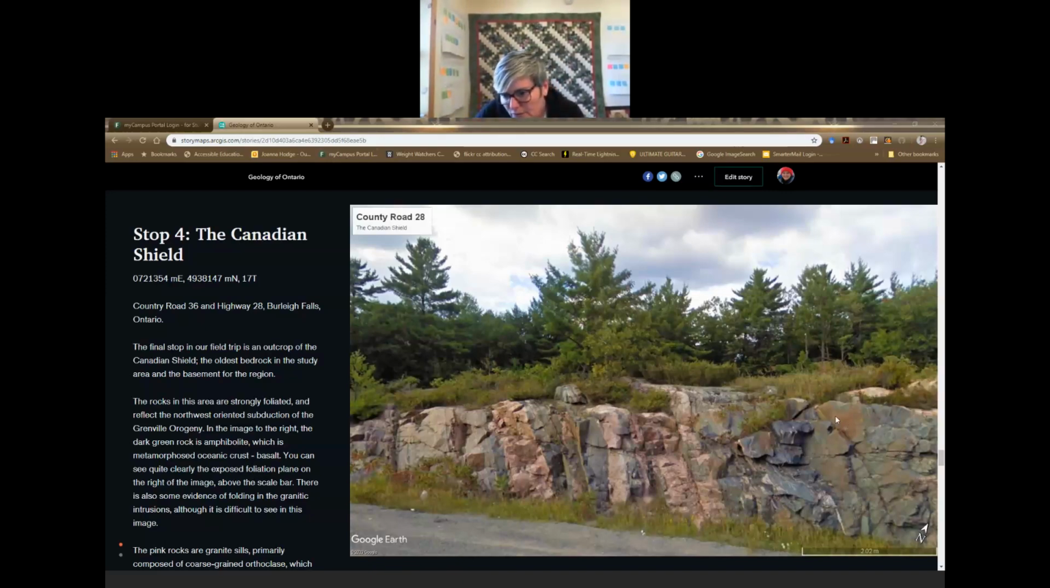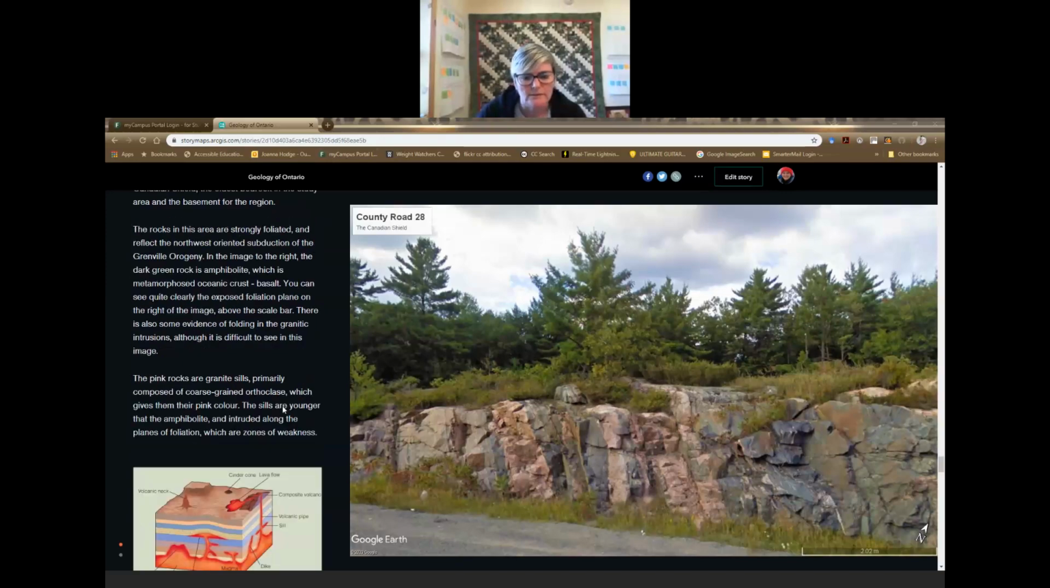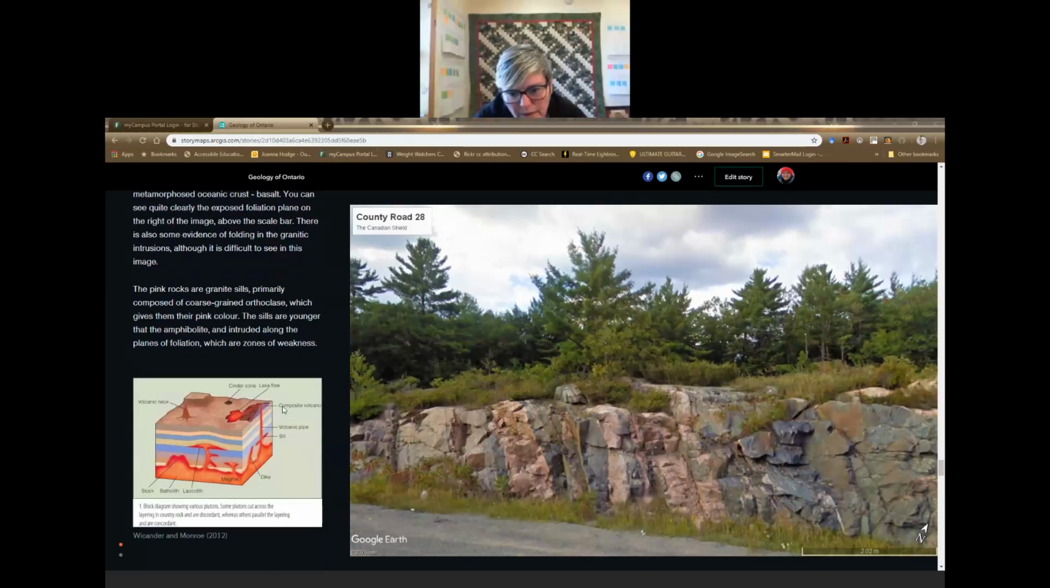You can see the foliation planes here that have weathered. So these flat surfaces here are actually foliation planes. There are some granitic intrusions. These pink rocks here are granite sills, and they are primarily composed of coarse-grained orthoclase. So the orthoclase is what gives them the pink color.